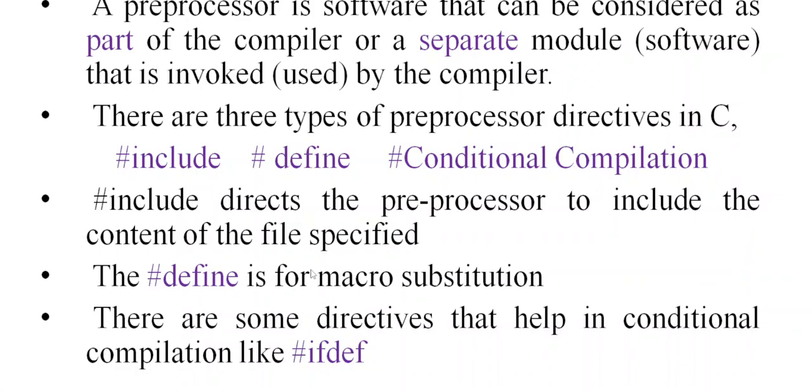Hash include tells the compiler that some files are to be included. What are those files? They are related to the library. That means you will not be writing the entire program. Suppose accessing the keyboard and monitor is complex. So there are already existing, built-in programs. The content of those programs is to be included, using hash include.